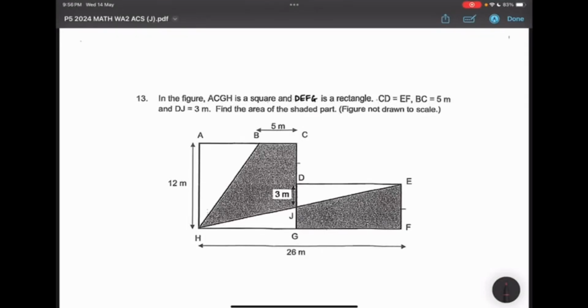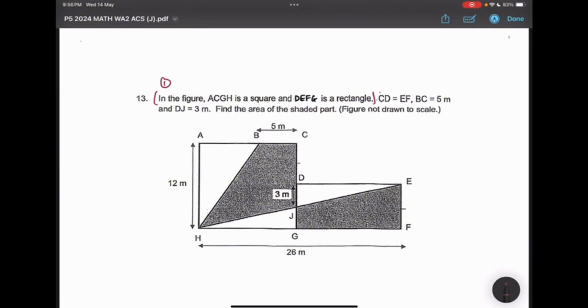Hi, today we'll be looking at P5 2024 Math WA2 from ACS Junior, question 13. Let's look at the first sentence. In the figure, ACGH is a square, and I can see that it is right here. And DEFG is a rectangle, which is right here, DEFG.